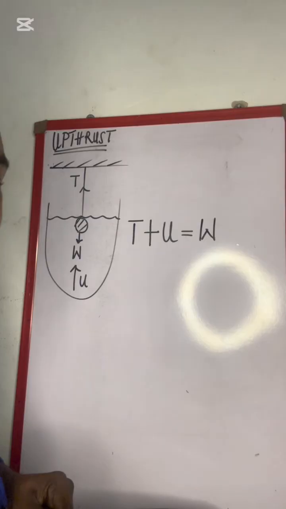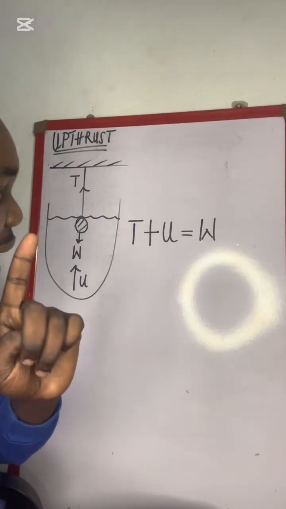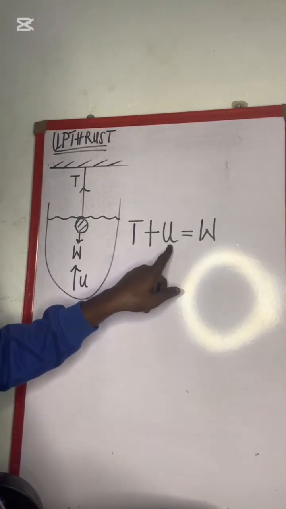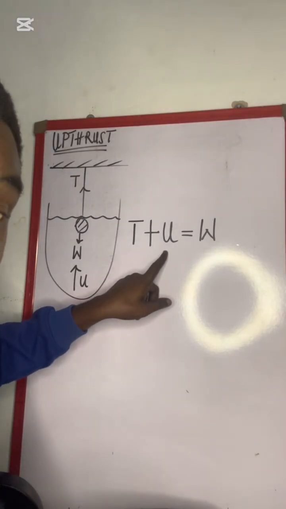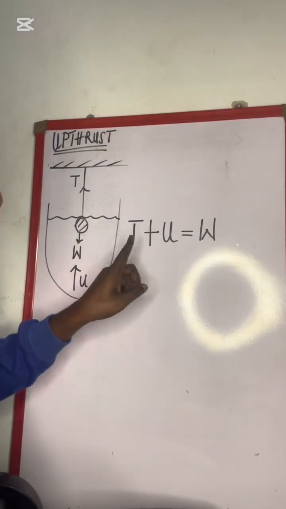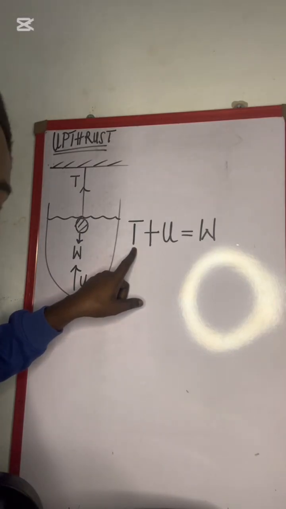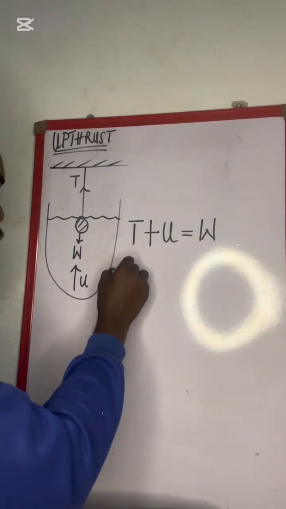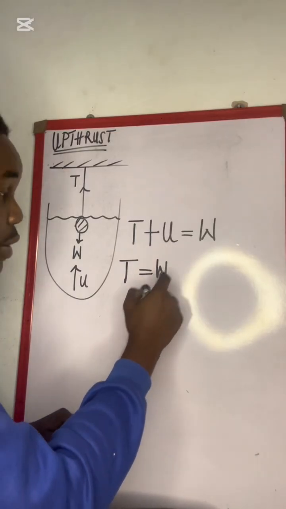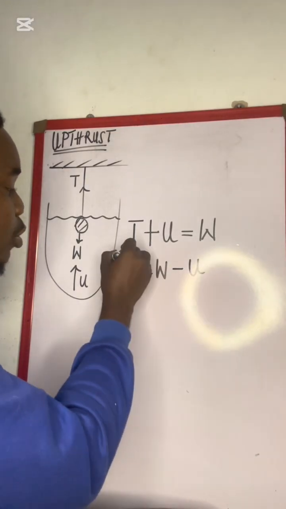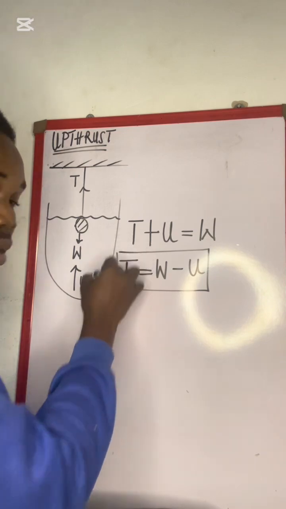So, if we are asked to find either tension or upthrust, we can make either of them the subject of the formula. Let's make tension the subject of the formula here. So therefore, tension will become the weight of the object minus the upthrust on the object.